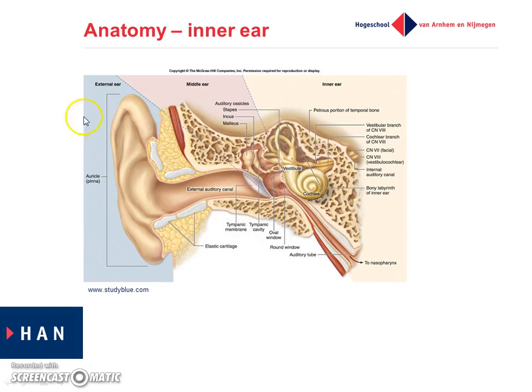You see the external ear here on the left side. It's built up by the auricle and the external auditory canal. The outer ear is the collector of sound. The sounds get onto the tympanic membrane. When the sounds get onto the tympanic membrane, this membrane starts vibrating. Those vibrations transmit the sound onto those three small little bones.